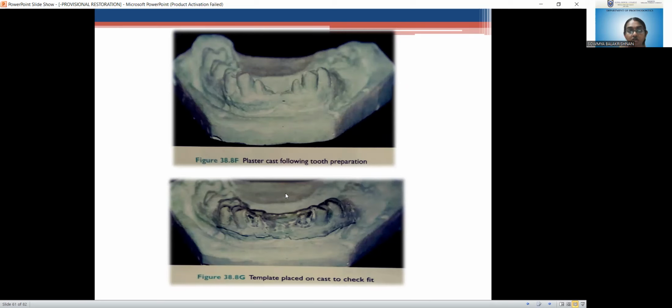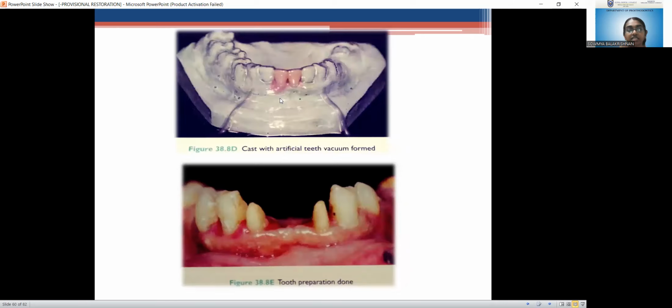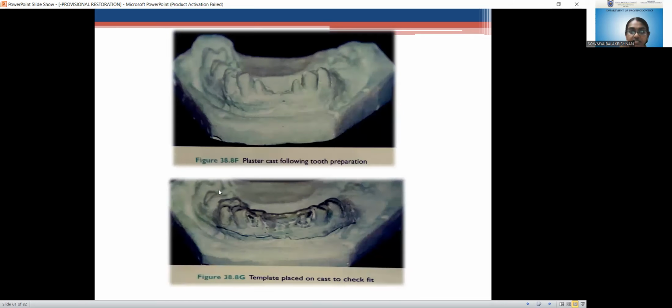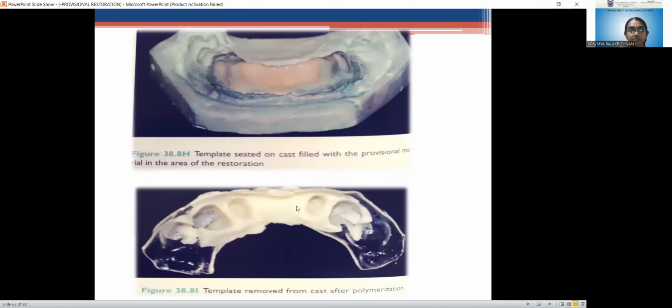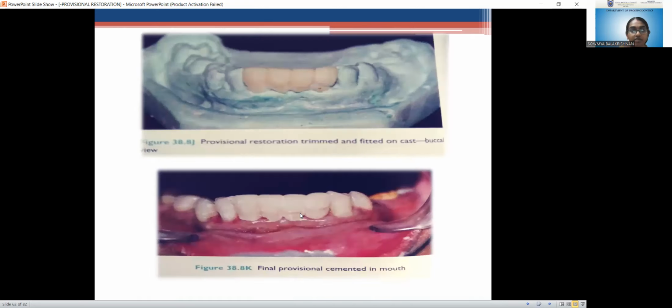So this is the stone cast which is poured following the tooth preparation. This template is placed on the cast to check the fit after tooth preparation. We have already fabricated the template, and you have to check the template placed on the cast and check the fit. After that, you have to fill the template with the provisional material, and then seat the template onto the cast, and this is how the template looks after it is removed from the cast after polymerization.